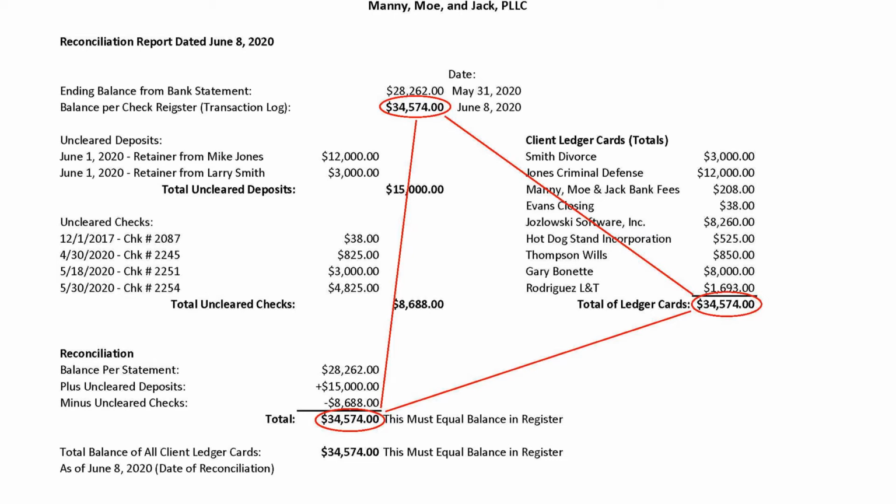Notice that there is a separate ledger card for Manny, Mo, and Jack bank fees in the amount of $208. It's listed with all the other client ledger cards and is treated just like a client ledger card. This is the law firm's money that is kept in the IOLTA account to pay bank fees that might be charged to the IOLTA account that we discussed earlier in the presentation.